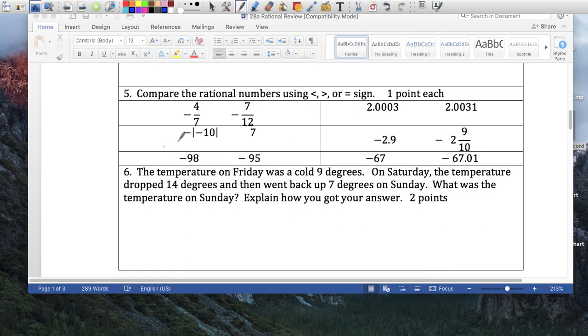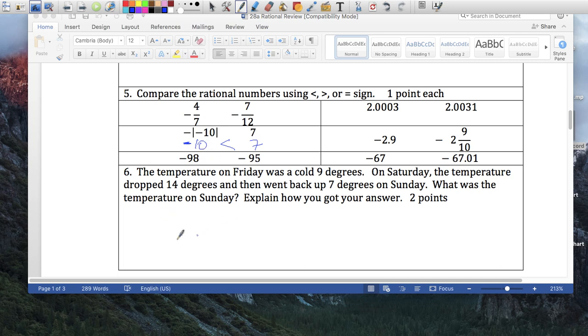Next one, let's do this. Absolute value of negative 10, there's a minus sign over there. So let's leave the minus sign here, and absolute value of negative 10 is 10, so that's going to become negative 10, sorry. And this 7 just stays. Now we can compare, is negative 10 greater than 7? It's definitely not. It's smaller, so that goes that way.